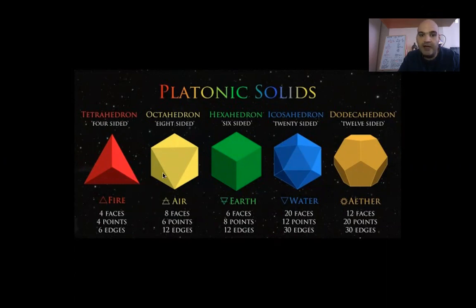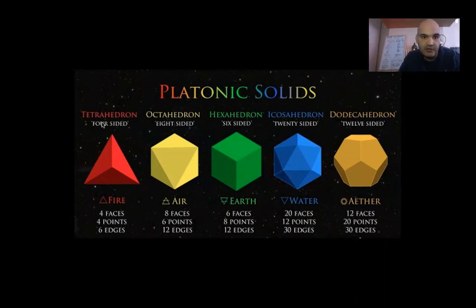So here we have five solid shapes, which are known as the Platonic solids, Platonic coming from the word Plato and ancient Greece. And each one of these solids corresponds with the four elements in astrology, and the ether being the zodiac, or what we know as heaven.